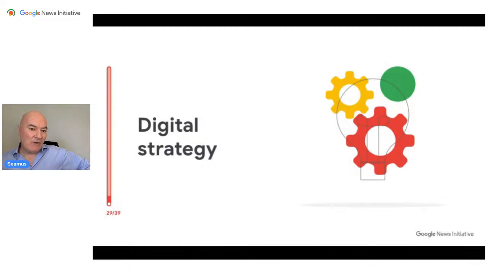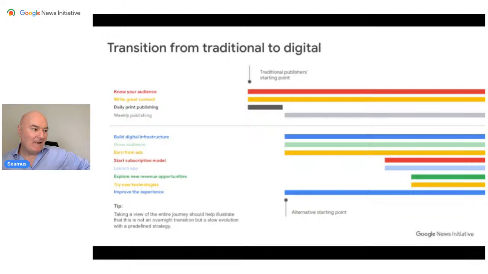Let's just quickly move on to our third topic. So digital strategy. No two publishing businesses are the same. We can always look to other models, other strategies, but really success will be determined by our own approach and our own strategy. So just looking at this, we can see here the timeline from traditional to digital. And I think the point to make here is that this is not going to be an overnight transition.